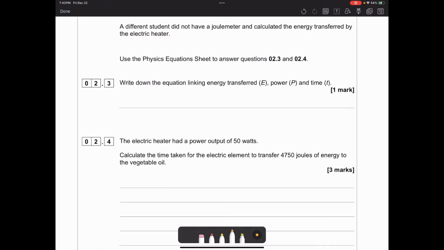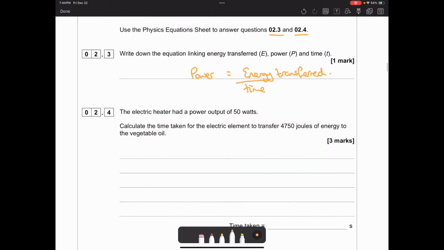A different student did not have a joule meter and calculated energy transferred by the heater. So this is probably what you guys did in your required practical, because joule meters are very expensive. Use the physics equation sheet to help you answer the next two questions. 2.3 and 2.4. Write down the equation that links energy transferred, power and time. If you look at your equation sheet, you will see power is energy transferred over time. That's what would be given to you.